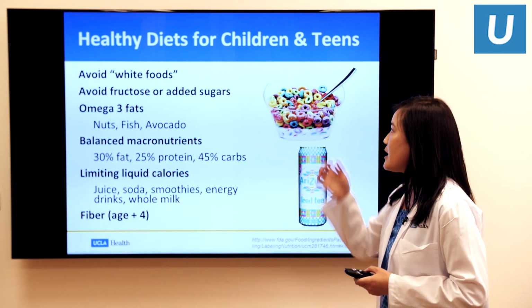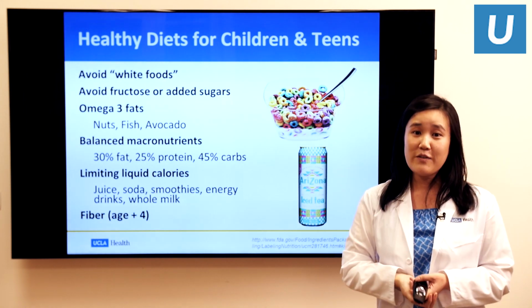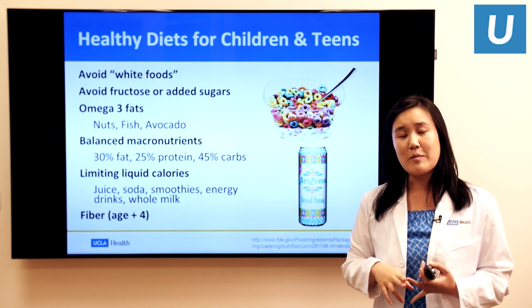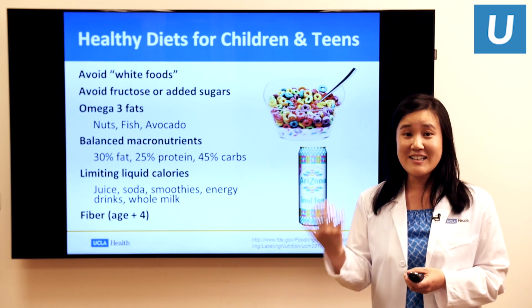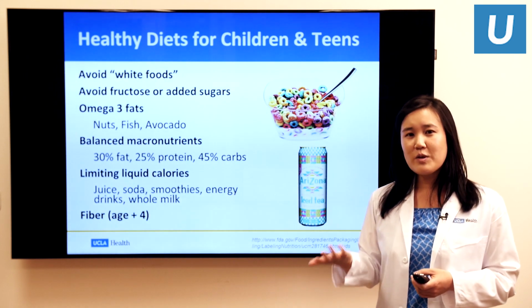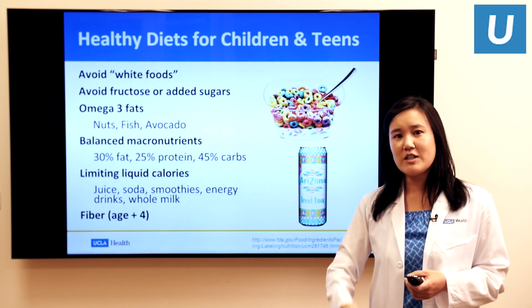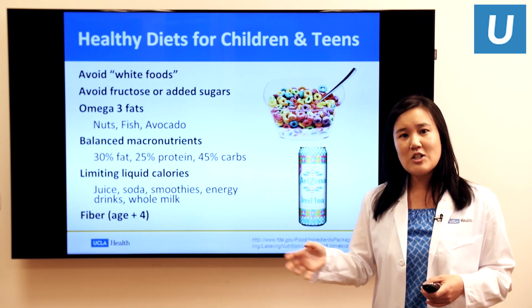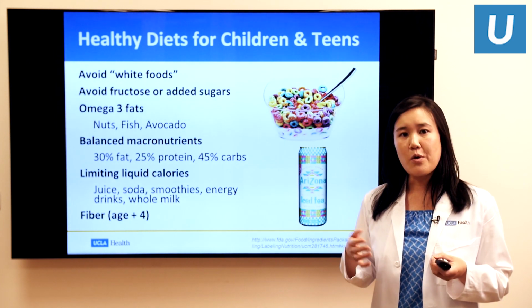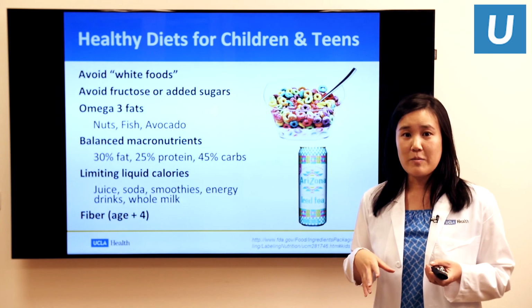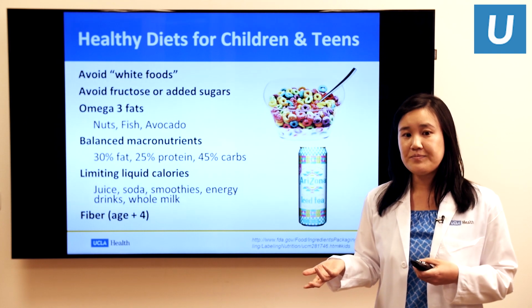In general, I tell patients to avoid white foods. So white foods like white rice, white breads, mashed potatoes, they tend to have high glycemic index. A food with high glycemic index will increase glucose levels in the body, leading to a surge of insulin. So comparing, for example, whole wheat bread to white bread, it is better to eat the whole wheat bread.